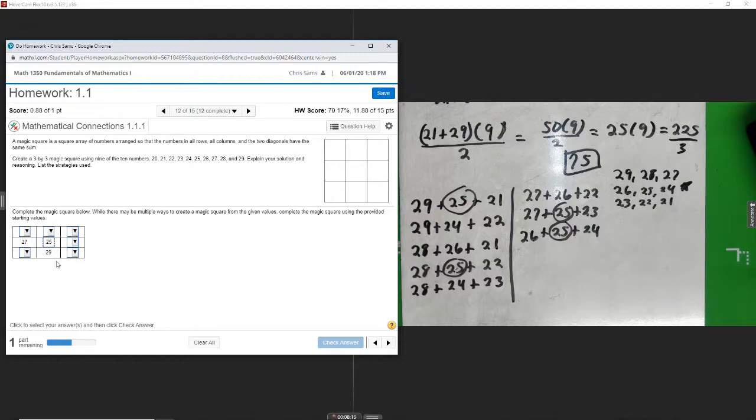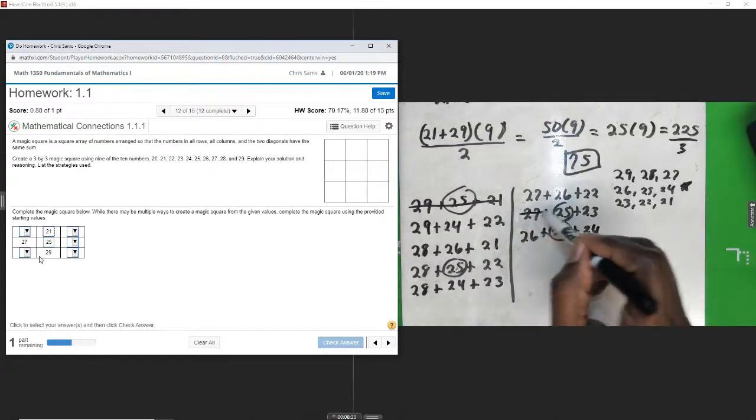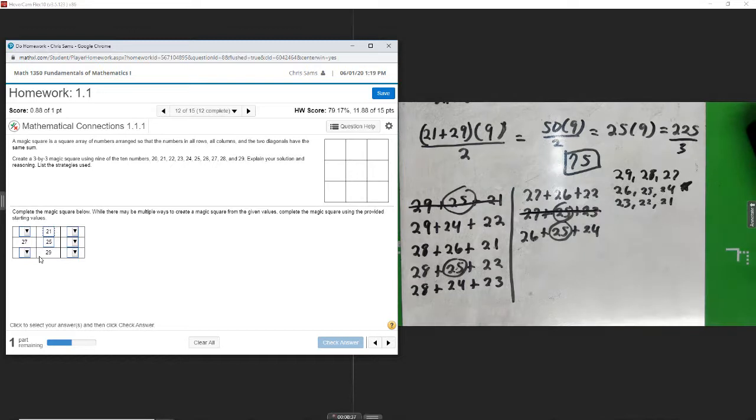All right, now I have 2 and 2, so I can fill in these 29, 25, and 21. This has to be 21. Okay, I've used this one, 29, 25, 21. All right, going across, we have 27, 25, 23. This one right here, 27, 25, 23.